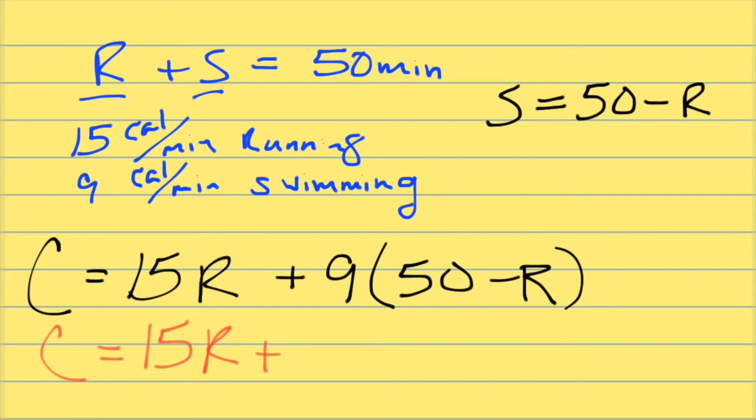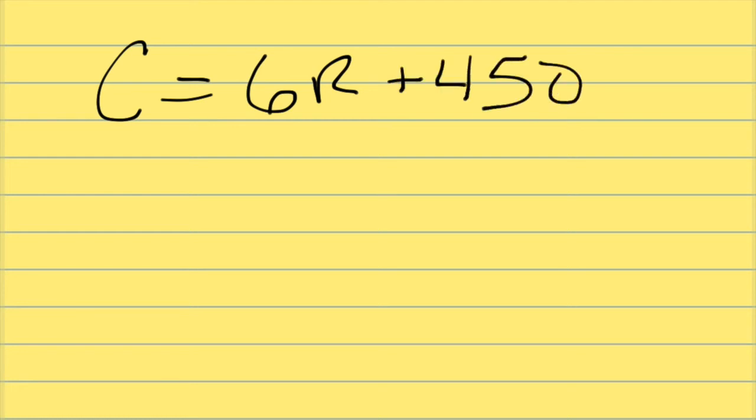9 times 50 is 450. 9 times negative r is negative 9r. And I can add my like terms. And that gives me a new equation, c equals 6r plus 450. Then they want us to find the total number of calories if we run for 20 minutes.